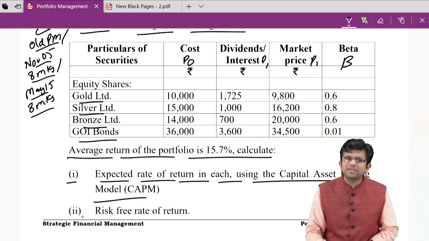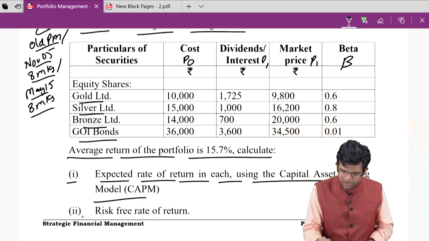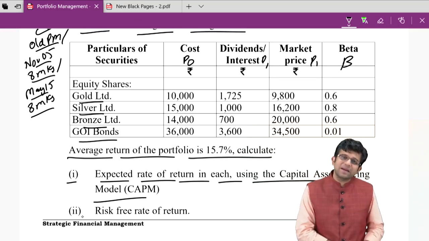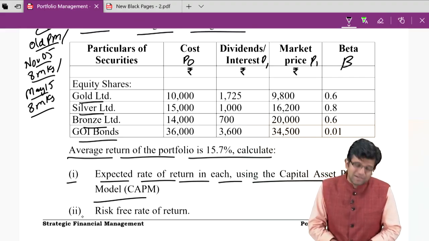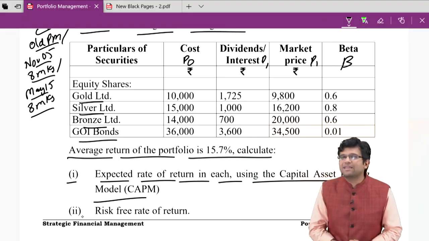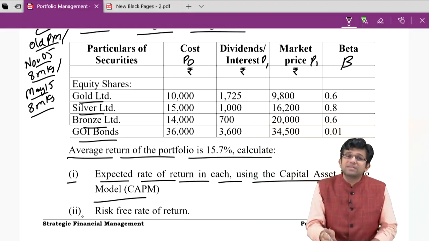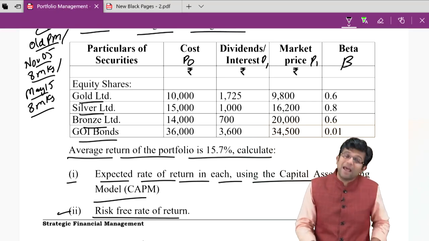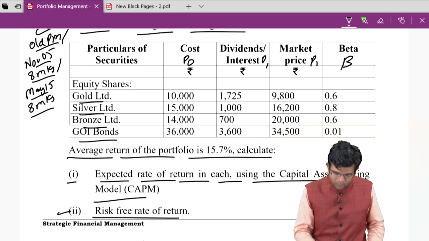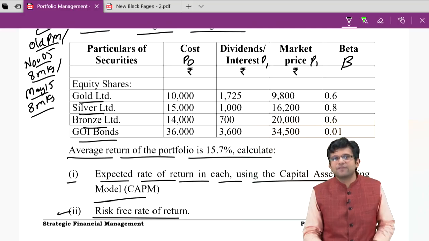I think now you will say, sir, it is very simple. By calculating this entire table, we can get the RM, and then IRF is already not given to us. Look at the question. IRF is not given to us. In fact, they have asked us in point number 2 to calculate the IRF.